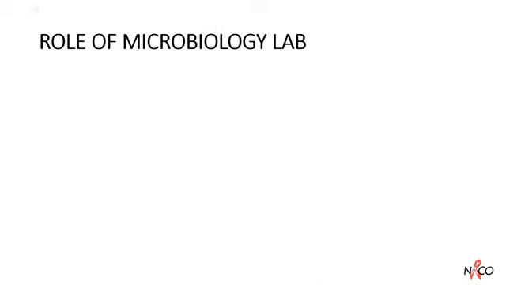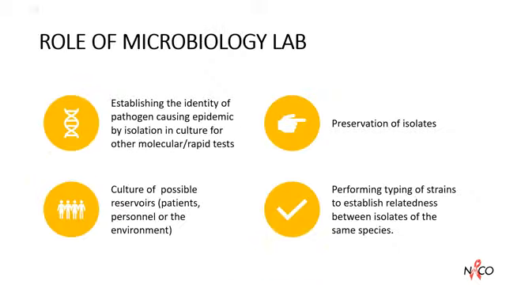The microbiology lab has a key role in outbreak investigation. It establishes the identity of the pathogen causing epidemic by isolation of culture for other molecular or rapid tests. It is responsible for preservation of the isolates and also culture of the possible reservoirs, patients, personnel, or the environment. The microbiology lab has a key role in performing the typing of the strains to establish the relatedness between the isolates of the same species.